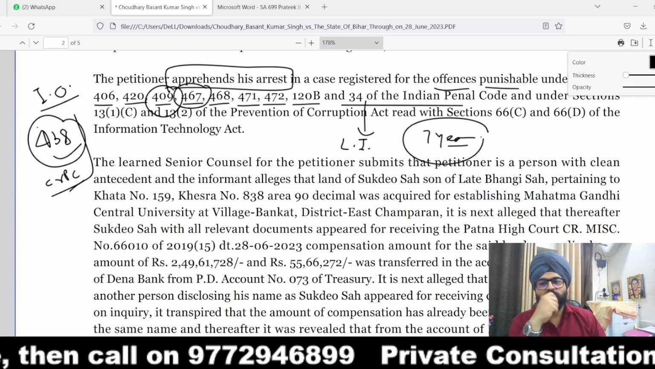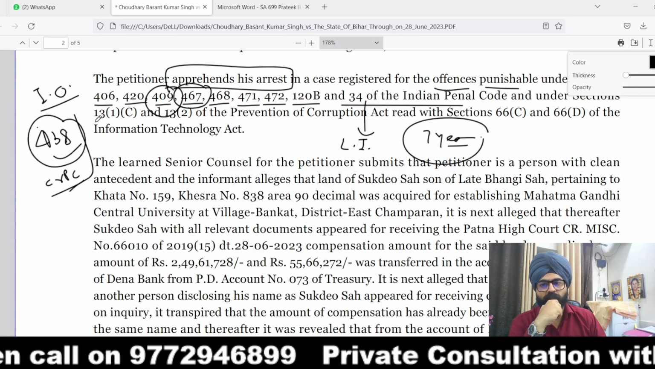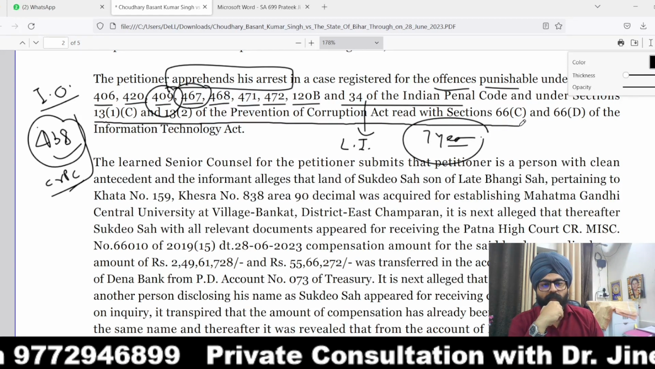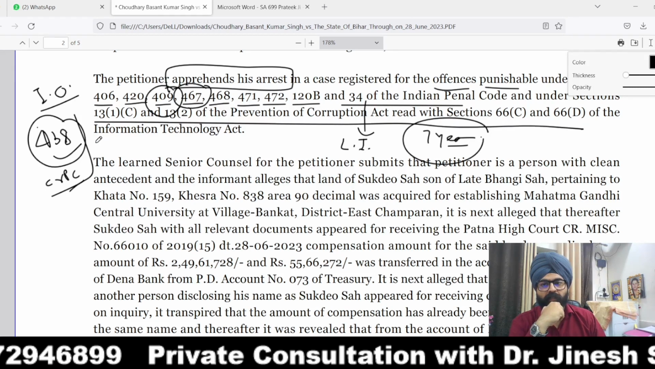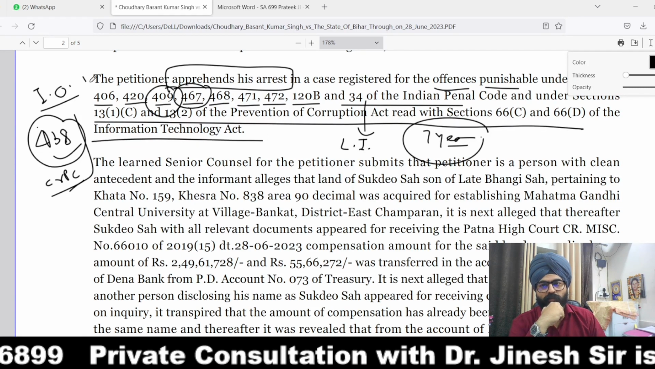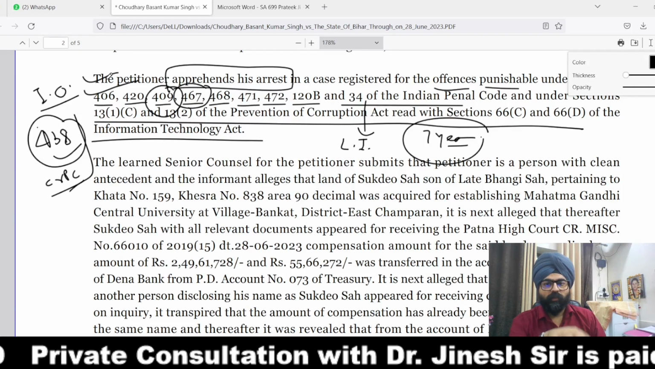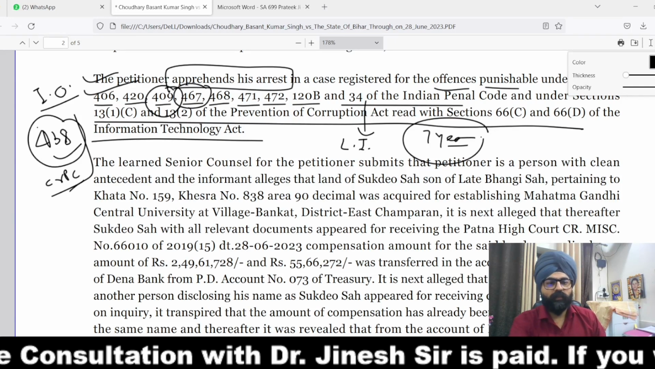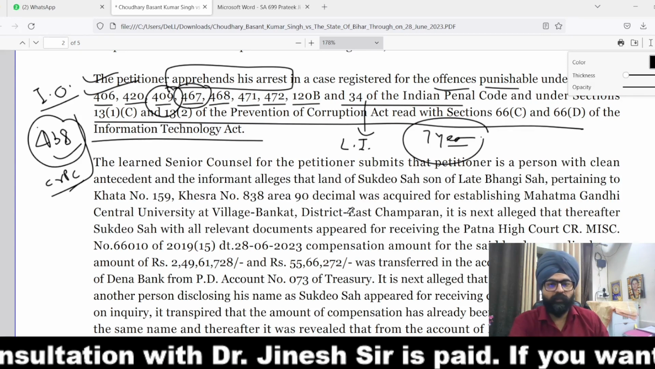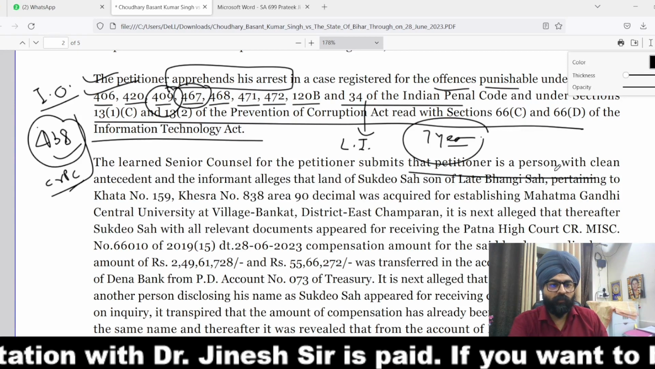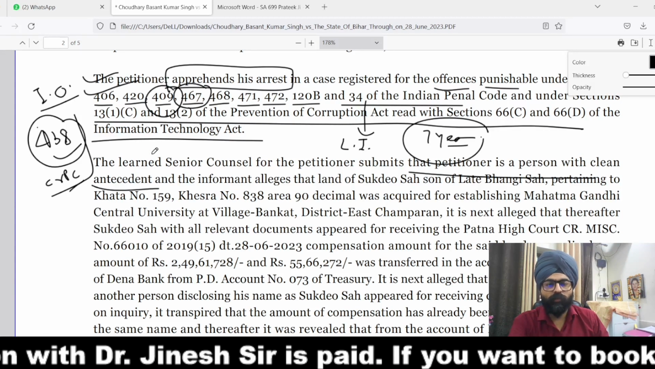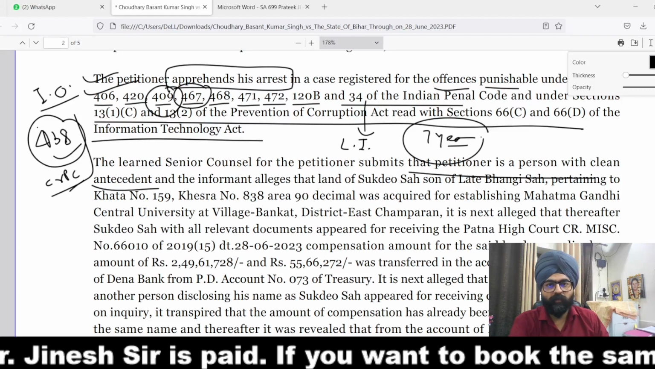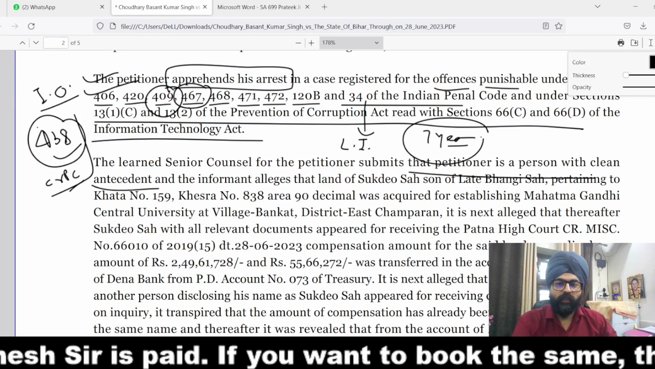Apart from that, section 13(1)(c) and 13(2) of the PC Act are also incorporated, along with section 66C and section 66D of the IT Act, imposed on the concerned accused. Very easy to understand. The petitioner has moved the bail application. He submitted that he is a clean person with no criminal antecedent. That is a very important point, because when you are moving for bail, you have to convey to the court that you do not have previous criminal antecedents, that you have a very clean image in the market, and that you are a reputed person.